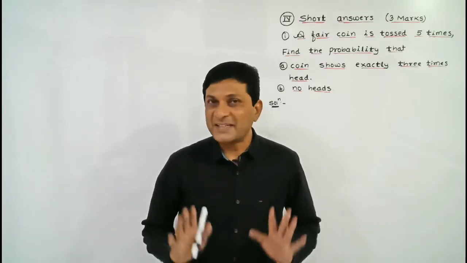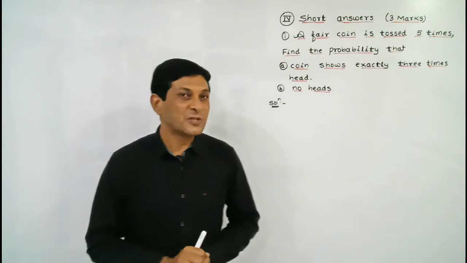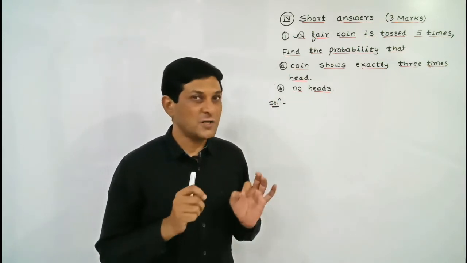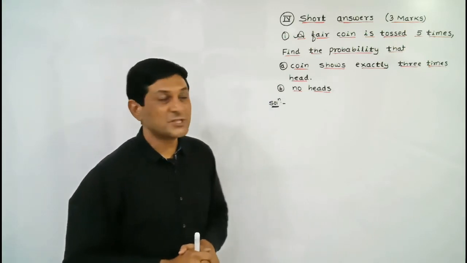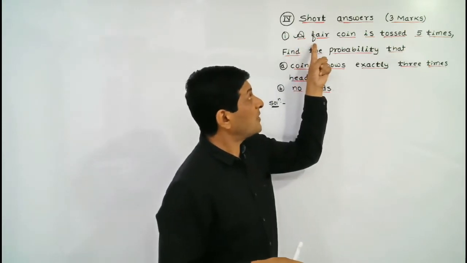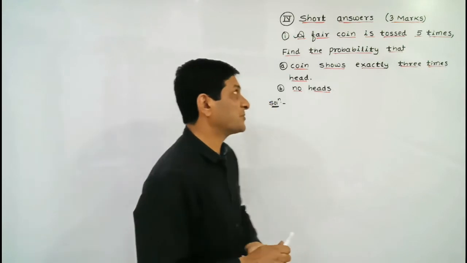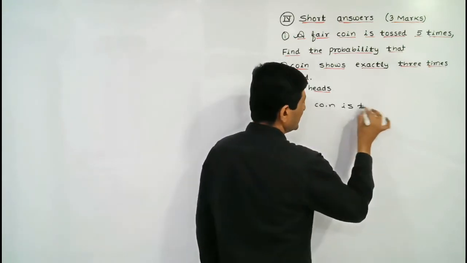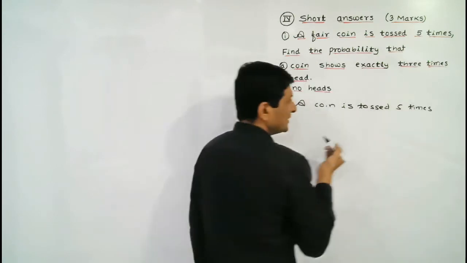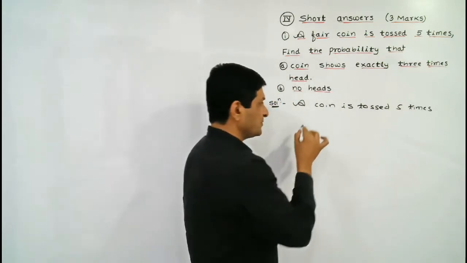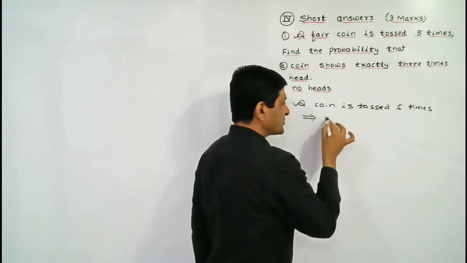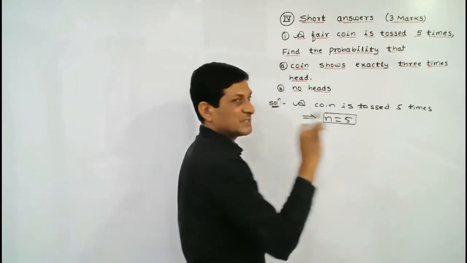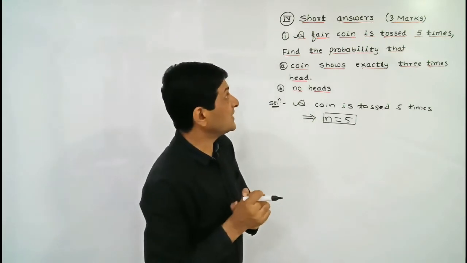Now we are starting the last, fourth part of the question bank, in which we solve examples which can be asked for 3 marks. See the first question: a fair coin is tossed 5 times. This is the first condition. If a coin is tossed 5 times, the value of n will be equal to 5. In this way we have got our first required value n. Now observe the second condition.